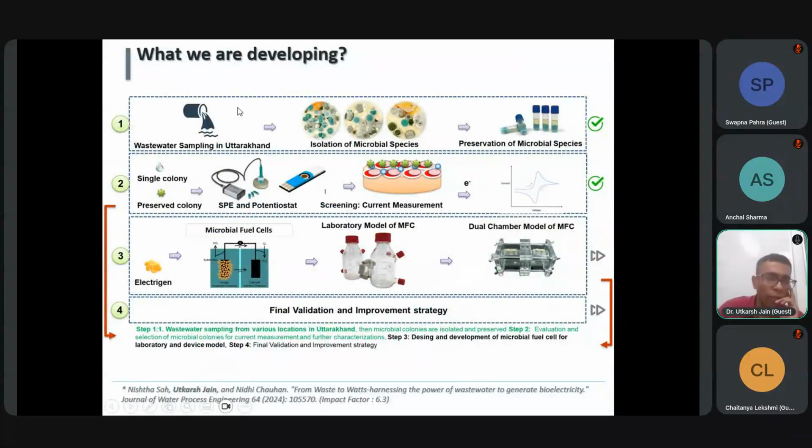We collect a lot of samples around the Uttarakhand region, then we isolate these microbial species, we preserve them, and then we check one by one what and how much current they are producing at a particular concentration of certain elements. And then once we have identified a couple of species which are generating, one species is Geobacter, which is generating the electrons, and we are using those species which are referred to as the electrogens.